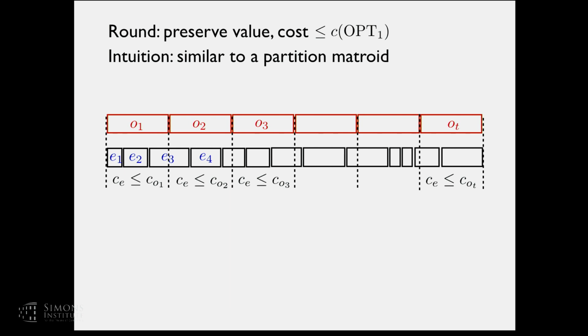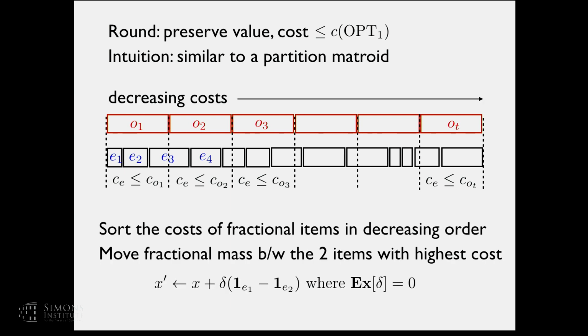So if we do this a little bit more carefully, specifically what we do is that we sort the items in decreasing cost. And we do, for example, just basically swap rounding with 2 elements at a time. And these elements are the ones that have the highest cost.